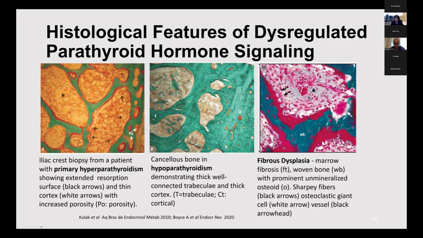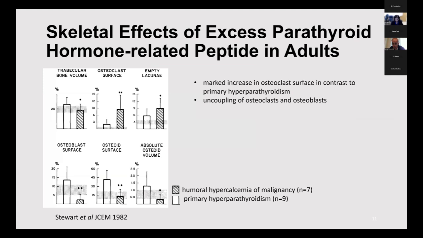And then I'm going to just show you, this is work from Dr. Boyce. These are histological features from a patient with fibrous dysplasia. And what you can appreciate here is marrow fibrosis in these patients, shown here with FT. Again, these immature woven bone, increased deposition of osteoid, and this giant cell osteoclast. Right, so some similarities.